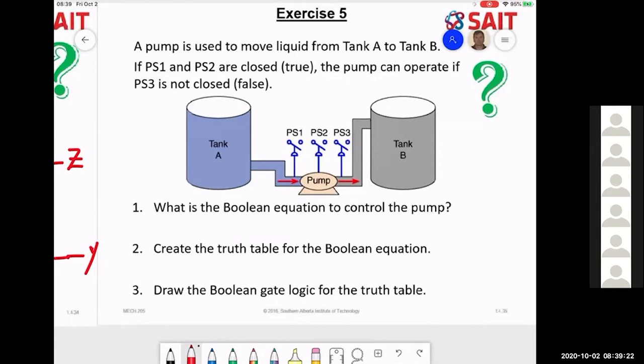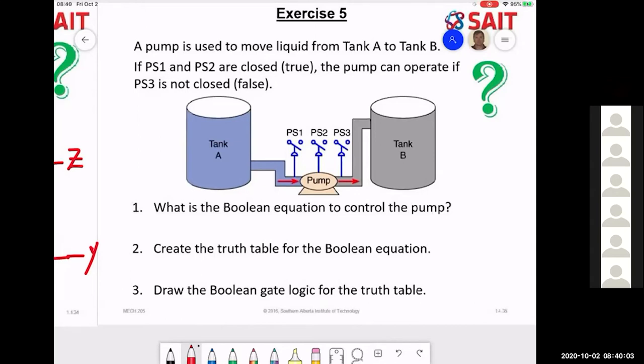So if I read this, what have we got? There's a pump. It's used to move liquid from tank A to tank B. That sounds simple enough. If PS1 and PS2 are closed or true, where PS in this case is pressure switch, the pump can operate if PS3 is not closed, false. The wording of that is awful. You've got to twist it around and think, what the heck are they really asking for? Take notes even. You start writing down a truth table to solve this.